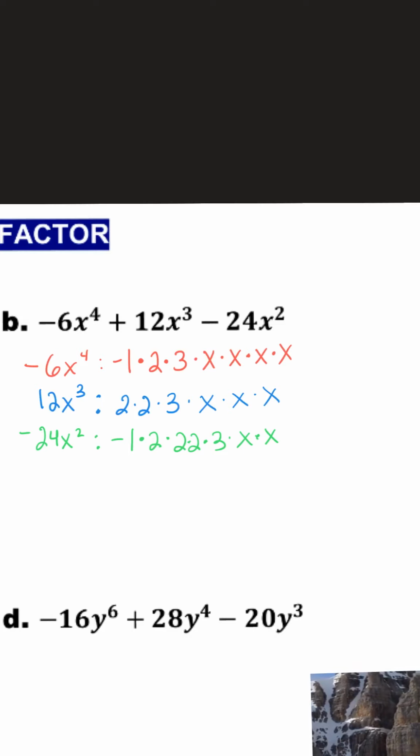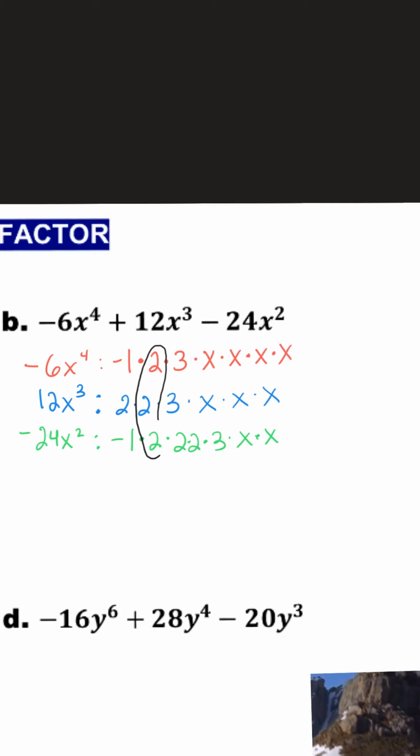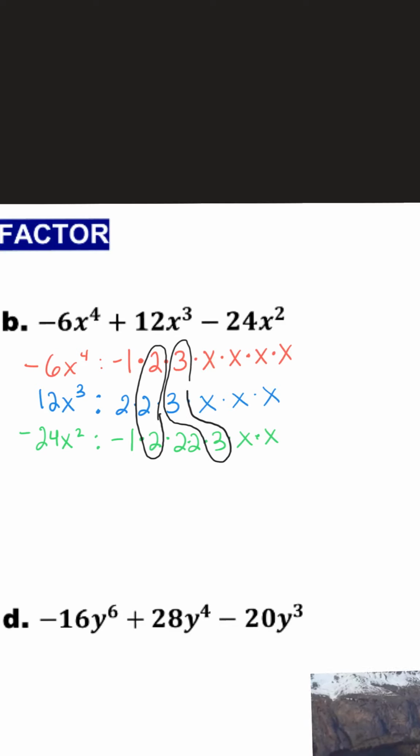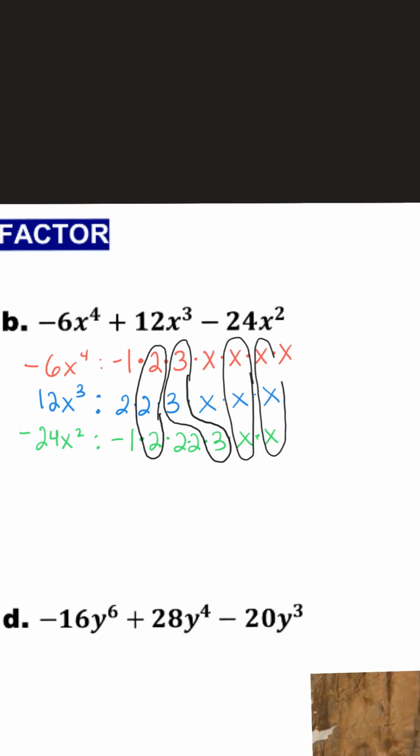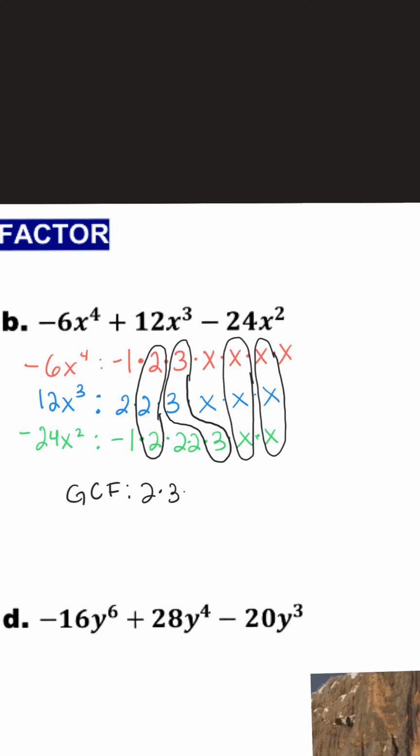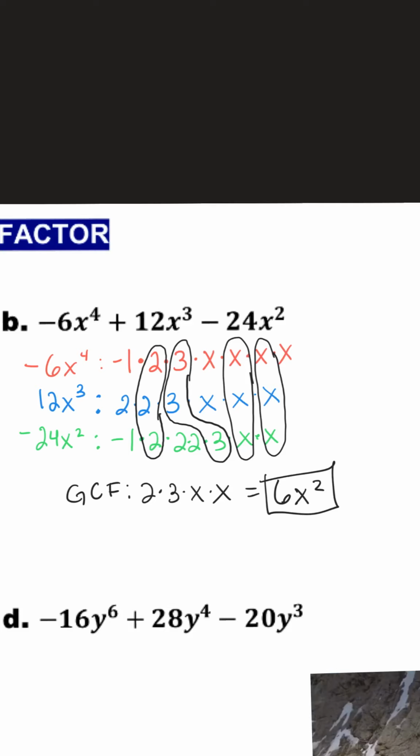So now let's circle what they all have in common. I see they all have a 2 in common. They also all have a 3 in common. And they also have an x here and an x here. Okay, so my GCF is going to be 2 times 3 times x, which let's simplify that a little bit. That's 2 times 3, which is 6, and then x squared. That's my GCF. Okay, so then to factor it, the GCF goes in front of the parentheses.